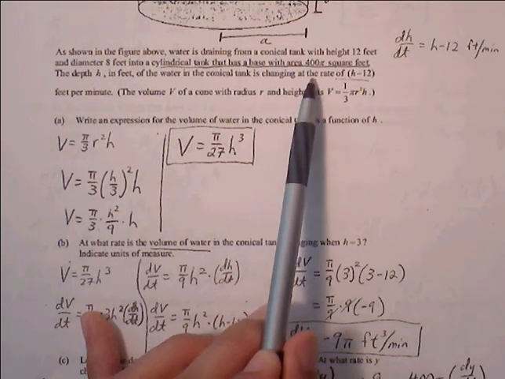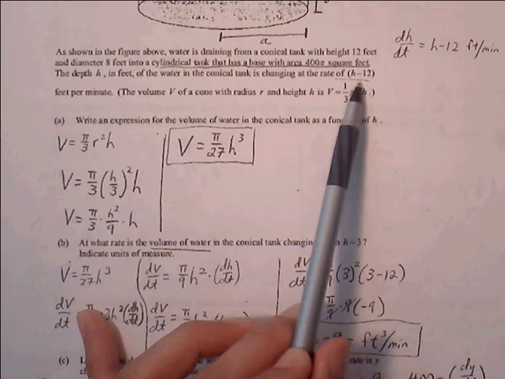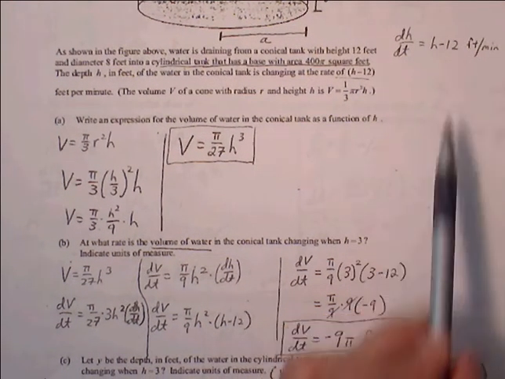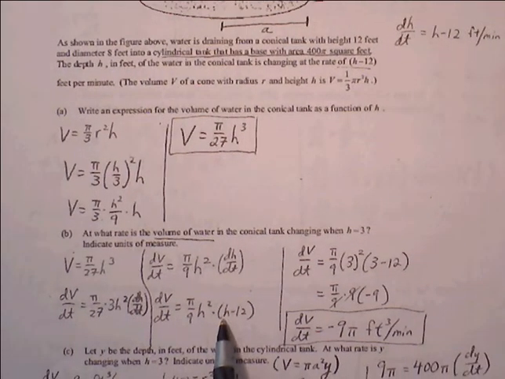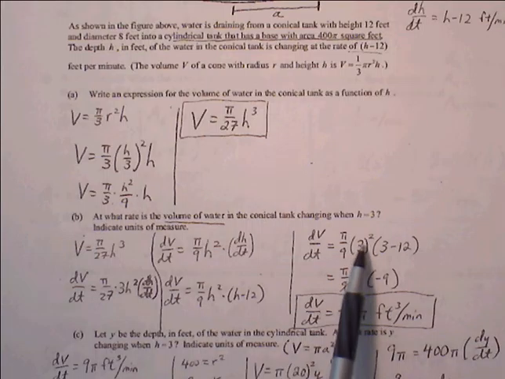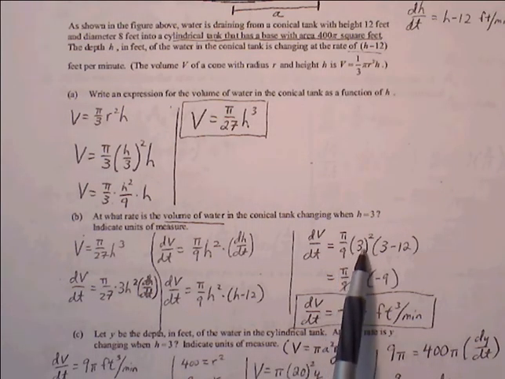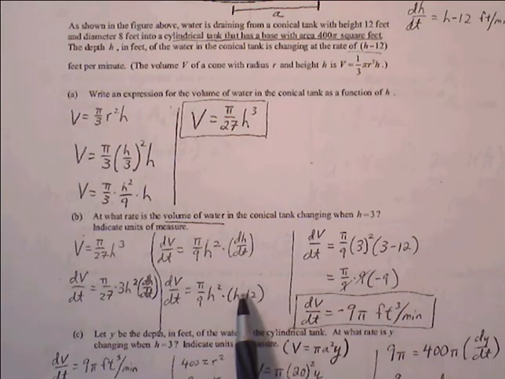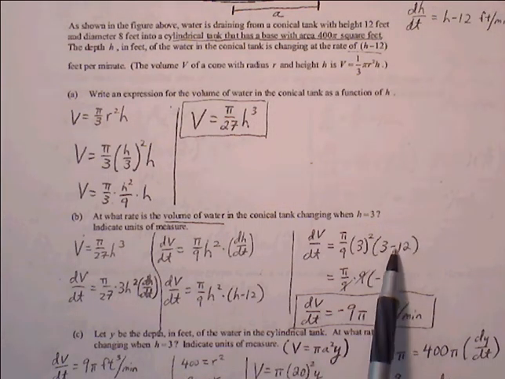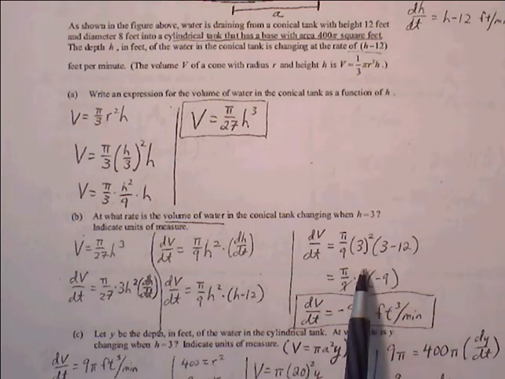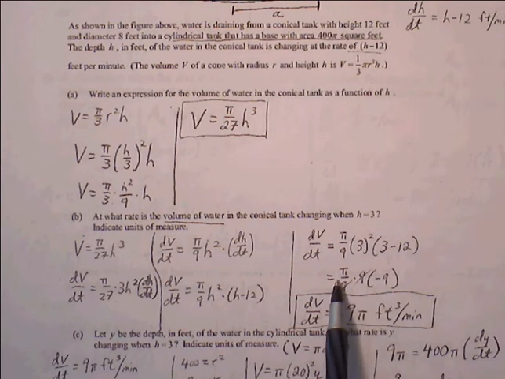So the rate of change of height is going to be h minus 12. So we know dh dt is h minus 12. So we plug that in for the dh dt portion of our equation. h again gets replaced with 3. So we get pi over 9, 3 squared times h minus 12. And we know the h at this moment in time is 3. So 3 gets replaced for h. So 3 minus 12 is negative 9. 3 squared is 9. The 9's cancel out. We're left with negative 9 pi cubic feet per minute.